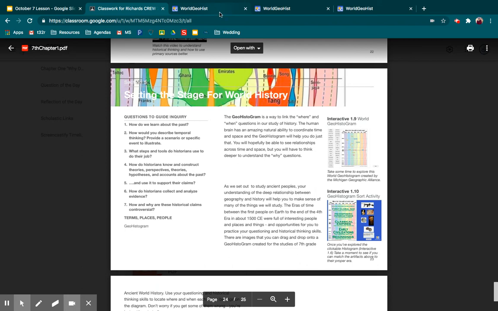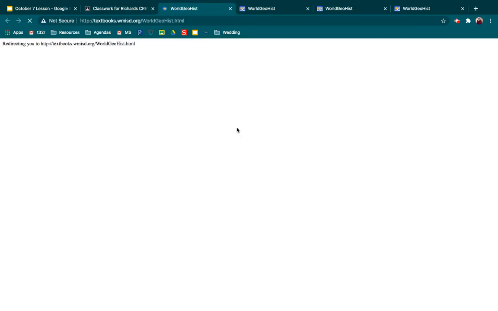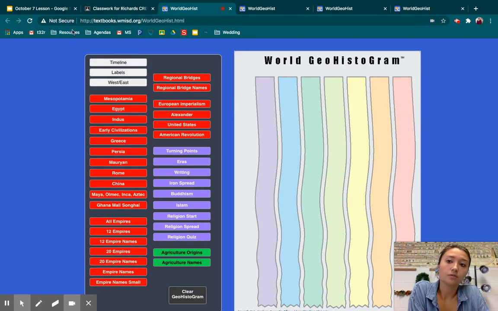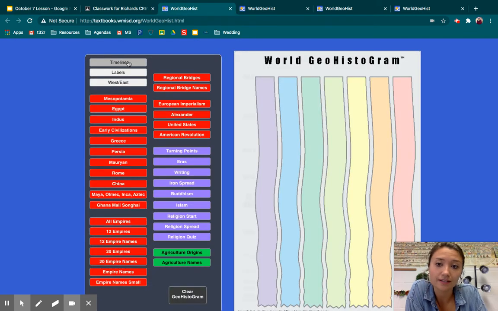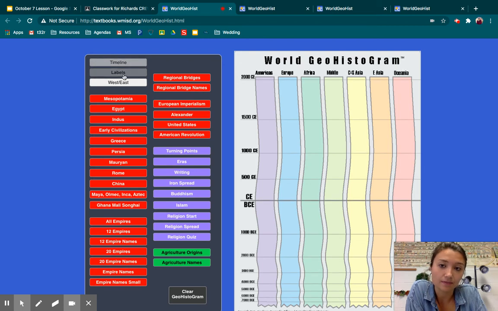Now, once you're in the geohistogram, I'm going to show you how this works. If we're looking at our question, the first question is what Chinese dynasty held power in East Asia during 1500 CE? Now, I gave you guys a hint. Turn on the timeline and labels tab first. So the first thing you do when you're in your geohistogram, I would turn on the timeline and the labels. All right, and that's up there at the top. That way you know exactly what you're looking for.